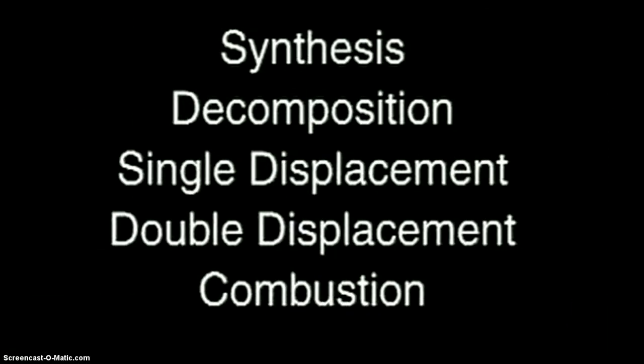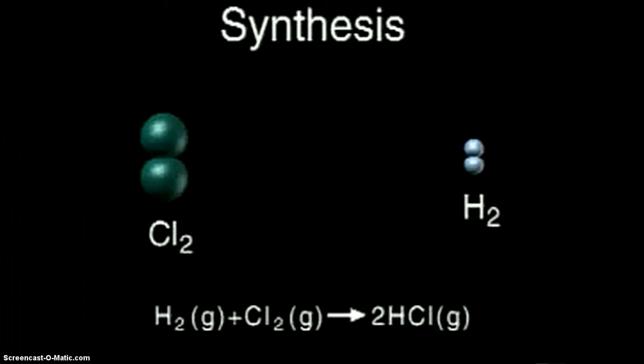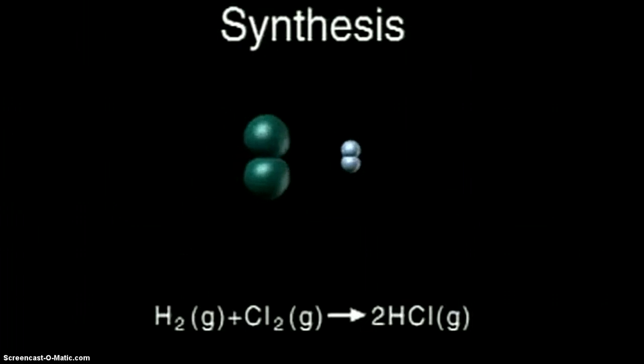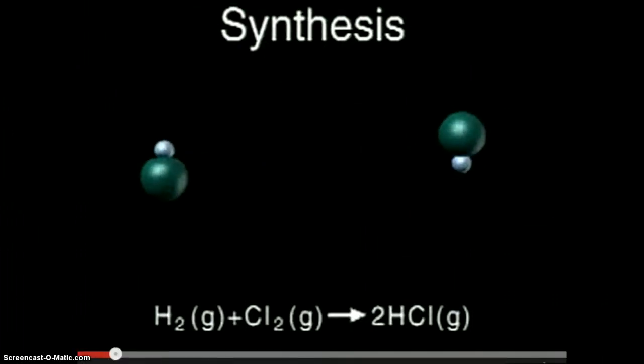So first up, we're going to look at synthesis. In this example, we see hydrogen and chlorine gas reacting to form hydrogen chloride, or hydrochloric acid, hydrogen chloride gas. We've got them coming together to form one compound. Just because this is a balanced equation, and yes, there are 2 molecules of hydrogen chloride being produced, we are only making one product, one substance, so that's why it is a synthesis reaction.